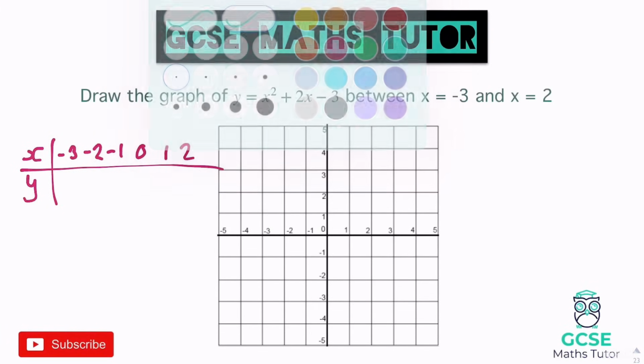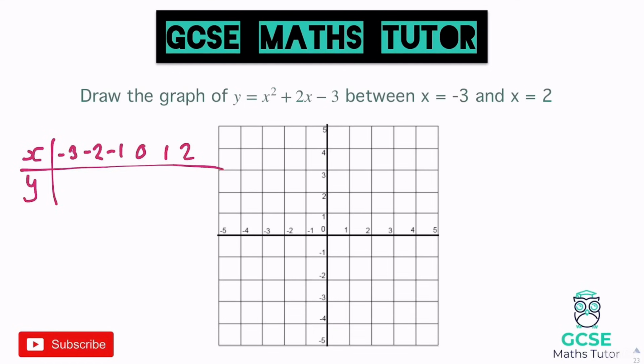Now this is a slightly more complicated one for us to sub in, because to find the y coordinate you have to do x squared, add 2x, take away 3. So I want to write these down nice and carefully. So I'm going to start with 2 again for the positive one. So we have 2 squared plus 2 lots of 2, take away 3.